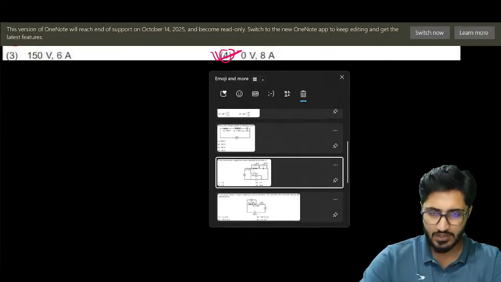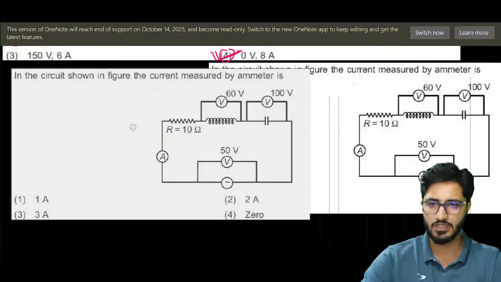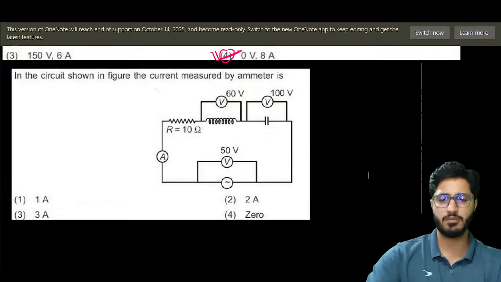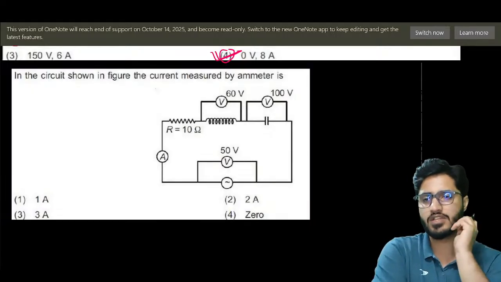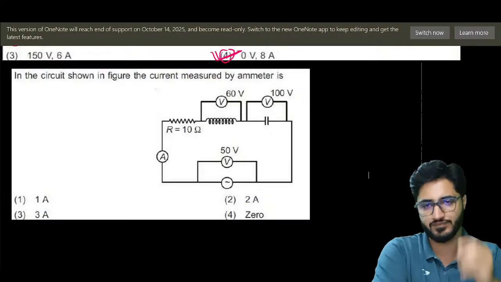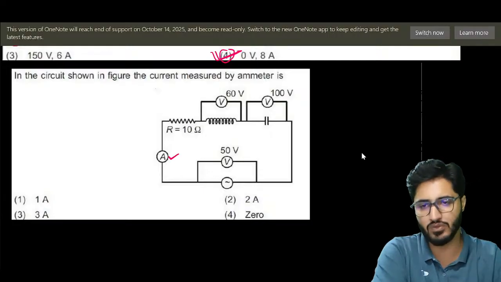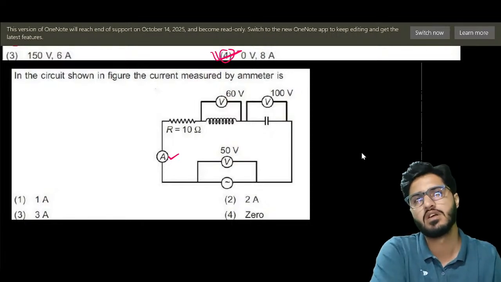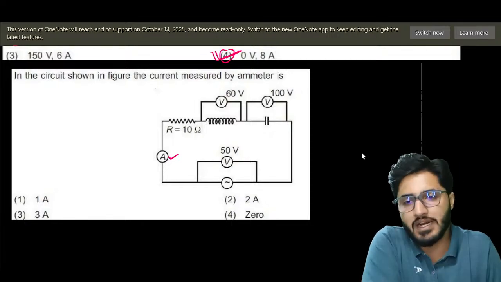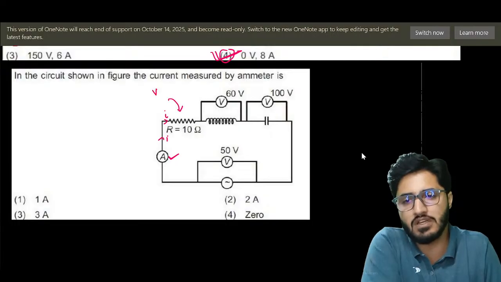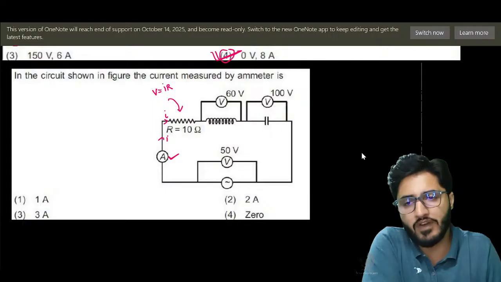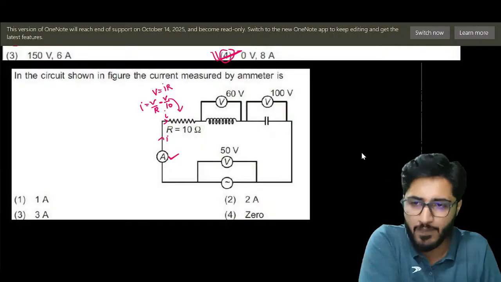Okay, now this one. This numerical states that in the circuit shown below, the current measured by the ammeter is. So we have to measure the current through this ammeter. No worries. So look, what we can know now. If current I will flow through this one and I will flow through this one. What is Ohm's law here? Sir, V equals to IR. We have to find out I, but for that we have to find out V. So my I equals to V by R. V is V, R is 10. So we have to find out V.